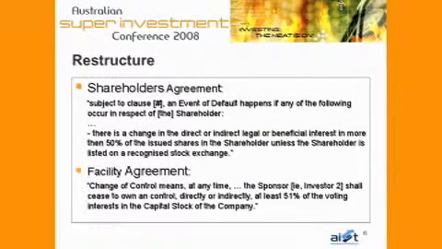Okay, what about the facility agreement? Does it give rise to a prepayment? And what it says here is change of control means at any time the sponsor, in this case the sponsor is investor 2, so it's all the way up, shall cease to own and control directly or indirectly at least 50% of the voting interest in the capital stock of the company, and the company is Asset Co. So let's go back again.